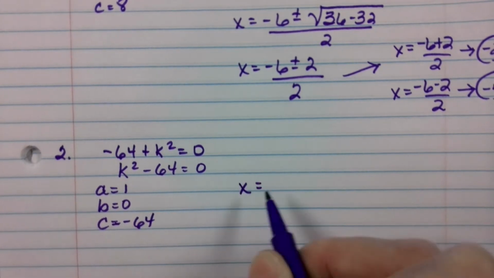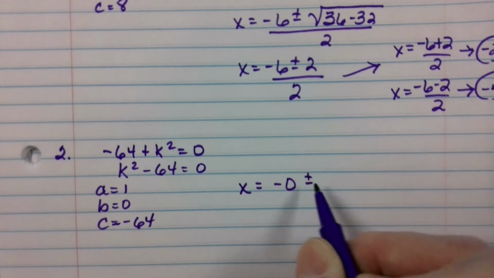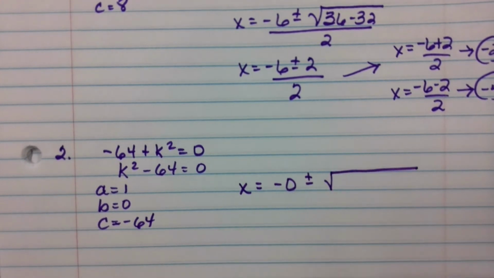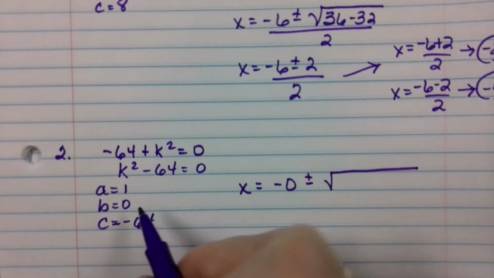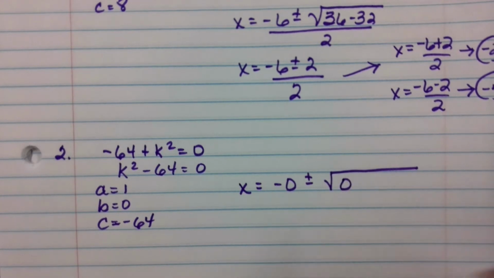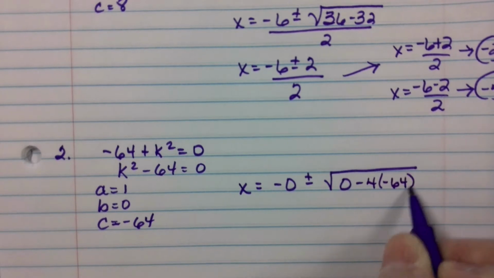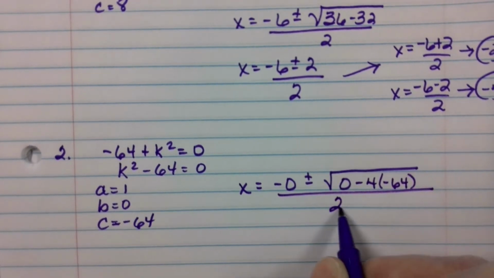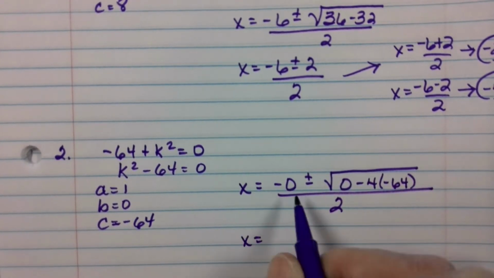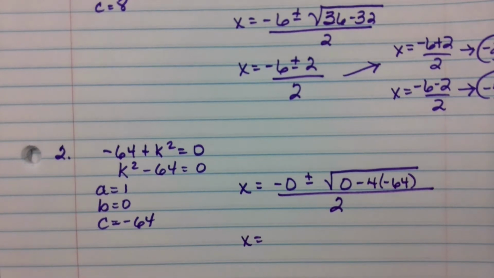Okay, so this one, all of these are on the same side, but they're not in order. We want to put them in descending order. So here, A is 1, B is 0, and C is -64, because there's not an x to the first power, so B is 0. So x is going to be -b, -0 is just 0. B squared, 0 squared is just 0, minus 4 times a times c, that's -64, over 2 times a. Now, if this is 0, we can just drop it, right?